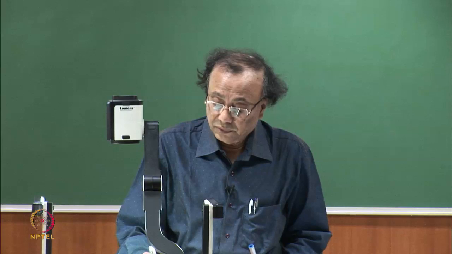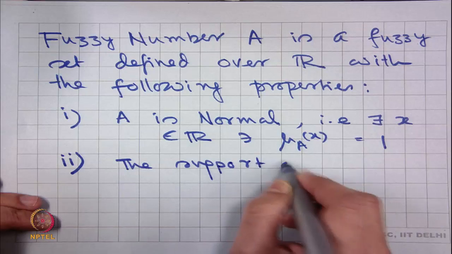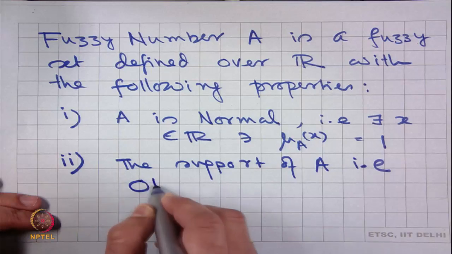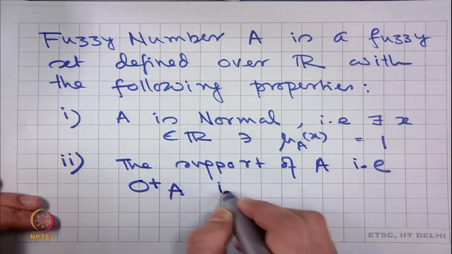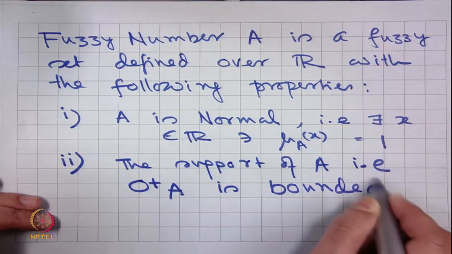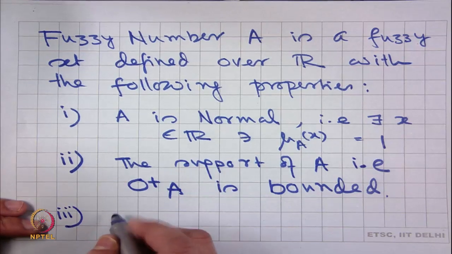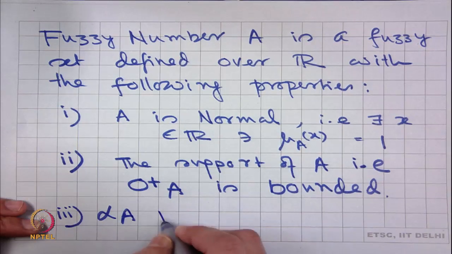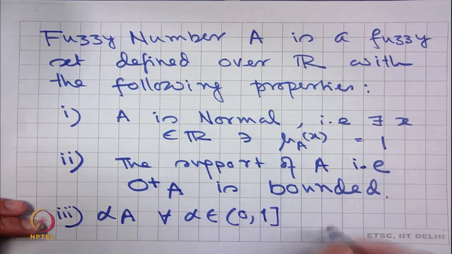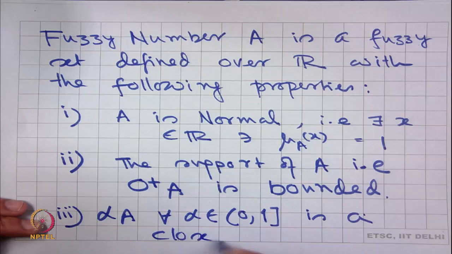Second is the support of A, that is 0 plus A, is bounded, and third is alpha cut of A for all alpha belonging to 0 1 is a closed interval.